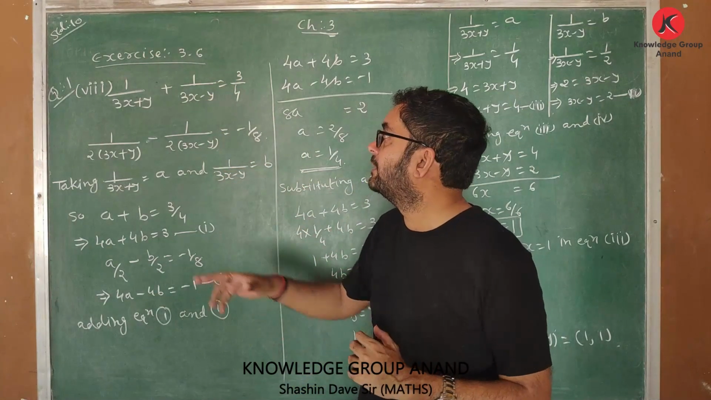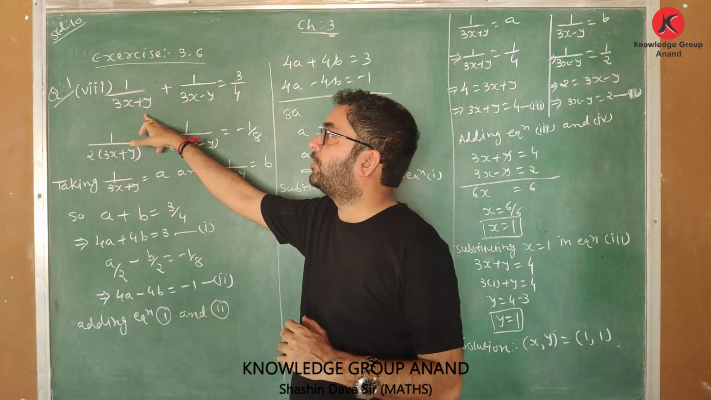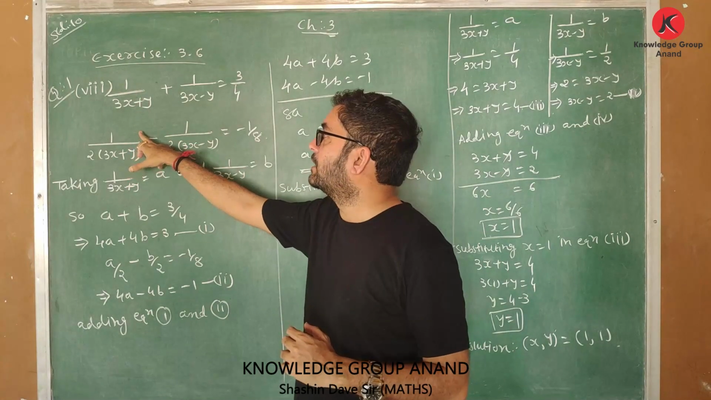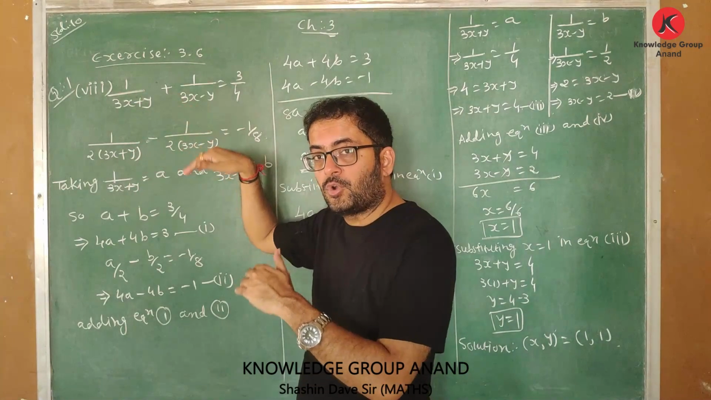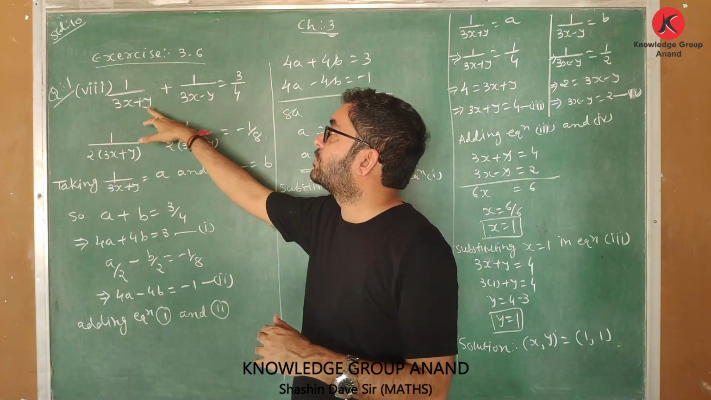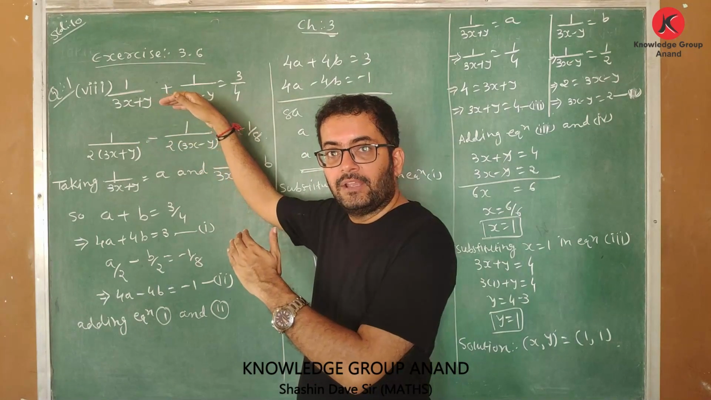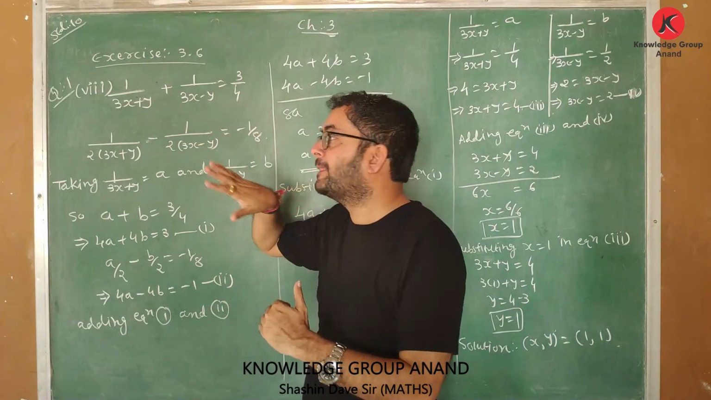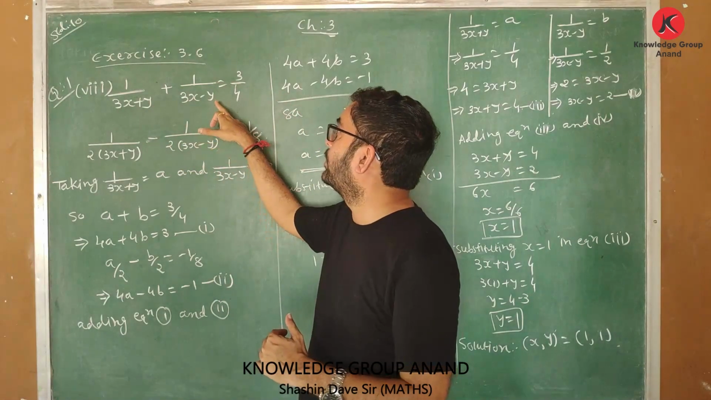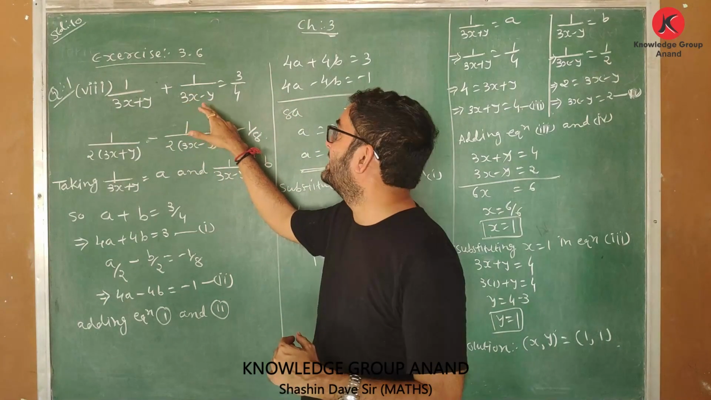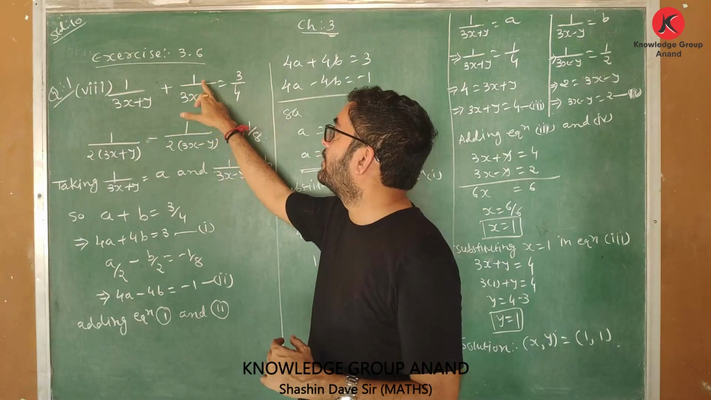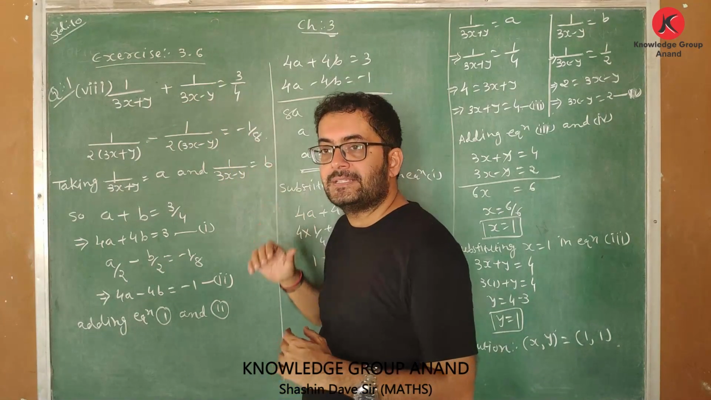Understand properly. I have 1 upon 3x plus y. Here 1 upon 2 into 3x plus y. So what is common? In the denominator, 3x plus y is common. So I will take 1 upon 3x plus y as a. In the second term, what is common? In the denominator part, 3x minus y. So I will take 1 upon 3x minus y as b.